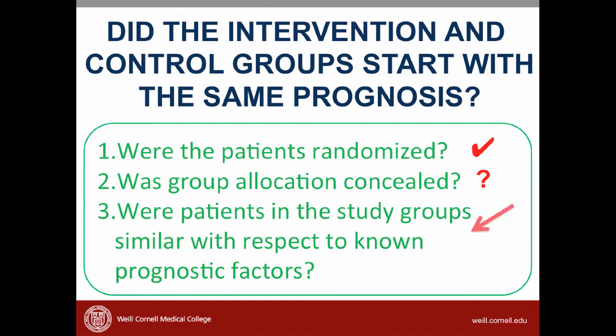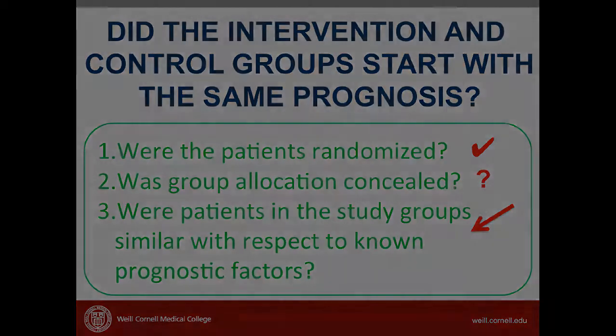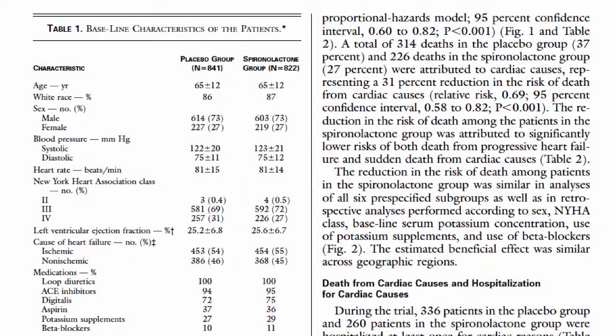Were patients in the study groups similar with respect to known prognostic factors? Let's go back to the article. To answer this question, we have to go to the first table, Table 1. This usually describes the characteristics of patients in the control and treatment groups. This table looks at a number of characteristics that may impact death, like a patient's age, their gender, their race, the severity of their illness, and other medications.